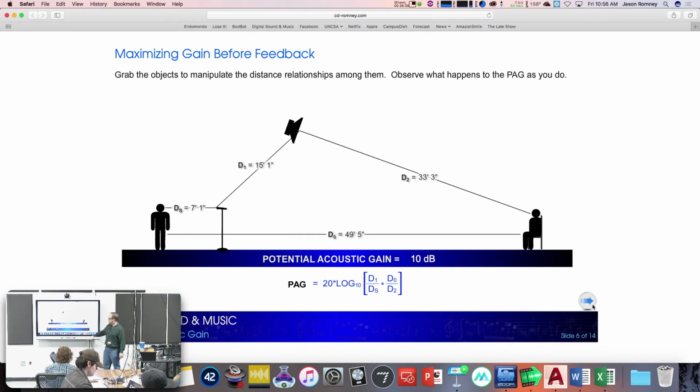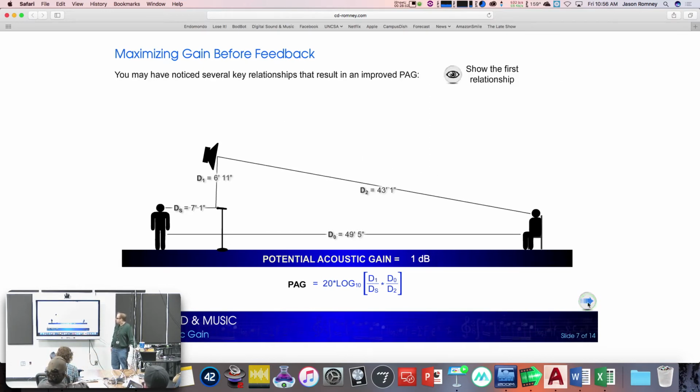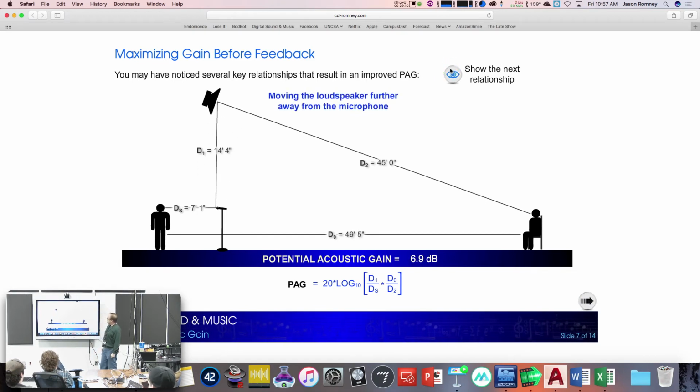In this scenario, with exactly these distances, our gain is 10 dB, okay? That is the point at which it feeds back once we get 10 dB louder at the listener. But look what happened. If I took that loudspeaker and moved it, what happened to our gain? Went down, right? So where did I move it? I moved it closer to the mic and farther away from the listener. Gain went down. So if you can get the loudspeaker further away from the microphone, gain goes up.